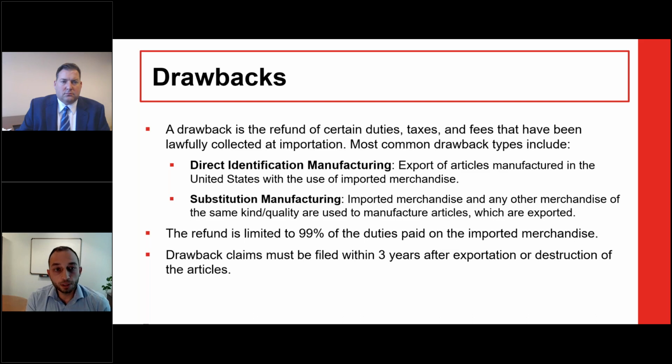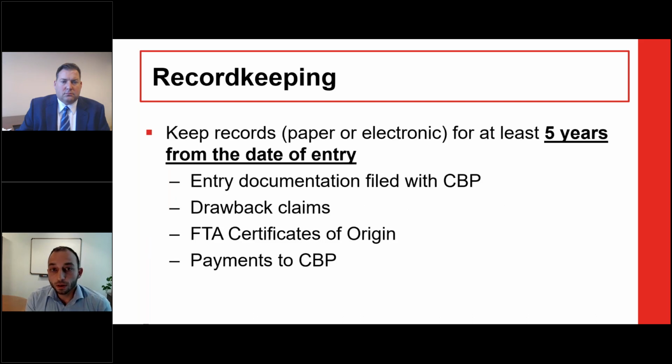And next slide, please. So in this slide, this essentially identifies the record-keeping requirements according to CBP. Importers of records should keep their paper or electronic records for at least 5 years from the date of entry.